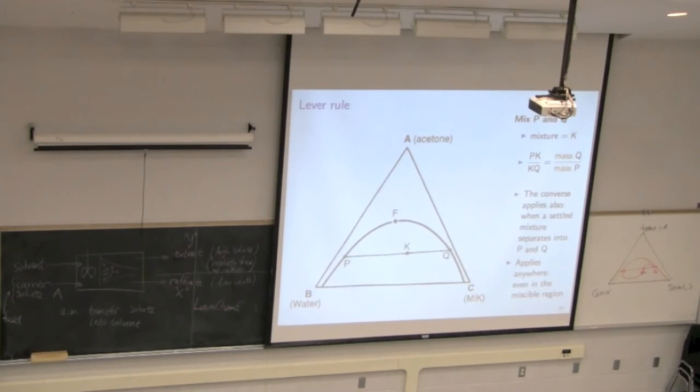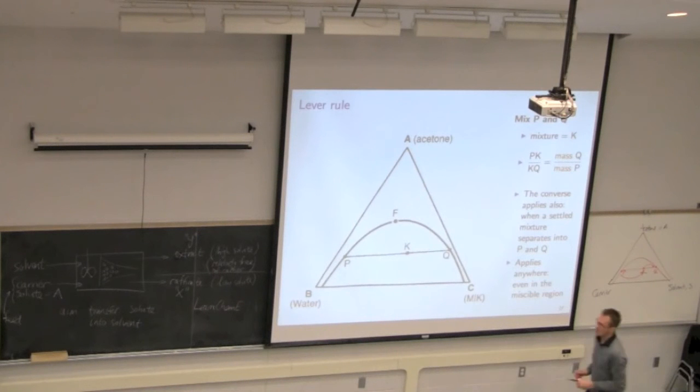So you can see it either as mixing P and Q and then forming that ratio, or the other applies. If you take a mixture K, it will settle out into P and Q, and you can do that same calculation. Now, the interesting thing is that the lever rule applies anywhere in the triangle.